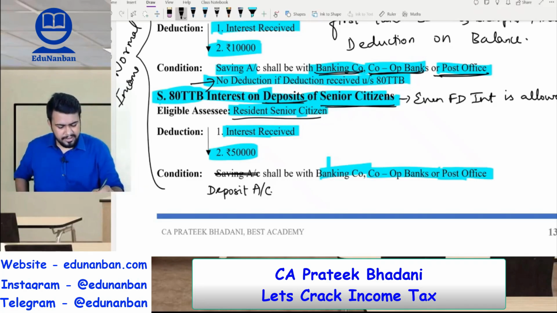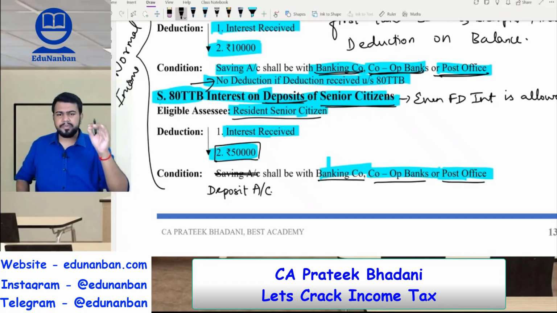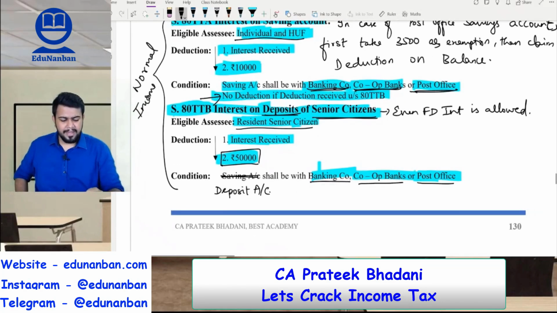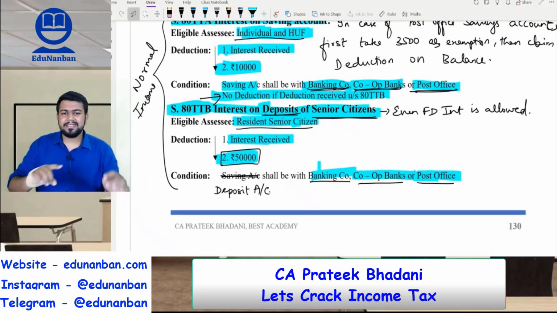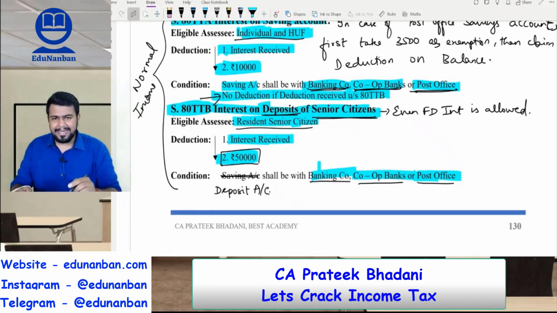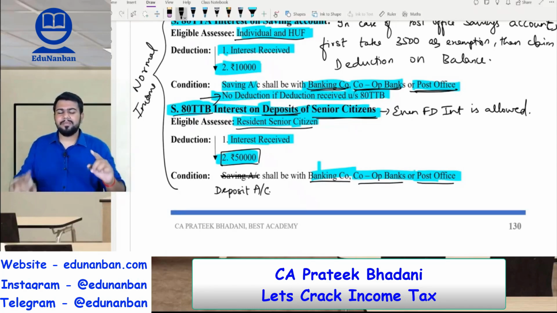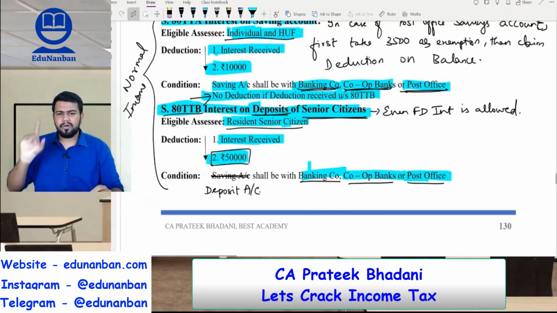If the deposit is with the banking company, cooperative bank or post office, then the entire amount will be allowed as deduction, subject to the limit of 50,000 rupees. 50,000 rupees or actual interest received, whichever is lower, will be allowed as deduction. And if the resident senior citizen is claiming the deduction under 80TTB, then for the same amount, deduction should not be claimed again in section 80TTA. For one amount, only one deduction will be allowed.